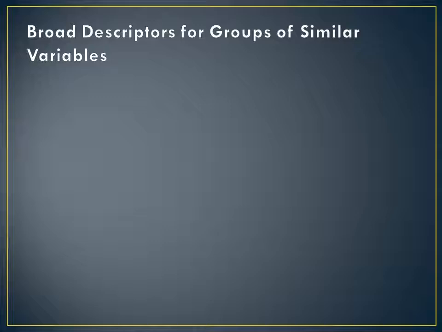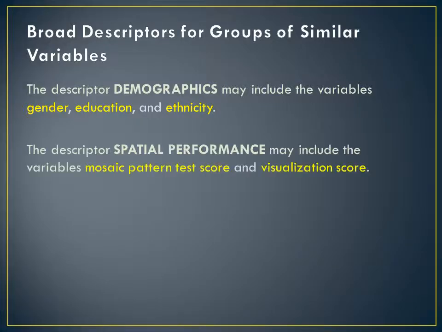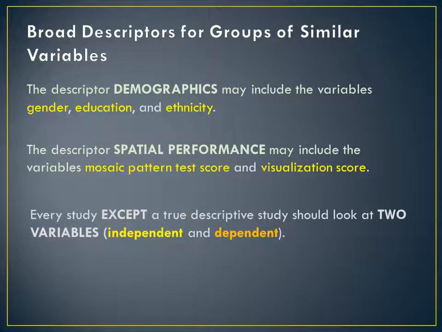So when you are using variables, we need to be able to group similar kinds of variables. So we use broad descriptors. For instance, a descriptor called demographics may include variables gender, education, and ethnicity. Or a descriptor of spatial performance may include variables such as the mosaic pattern test score and visualization test score. Every study except a true descriptive study should look at two variables, independent and dependent variables.